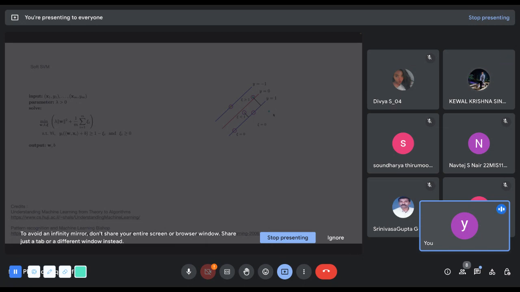So this point you don't penalize it because you are very confident in this prediction. If it is in the right direction, we shall not penalize it. You start penalizing only if it crosses this margin 1.